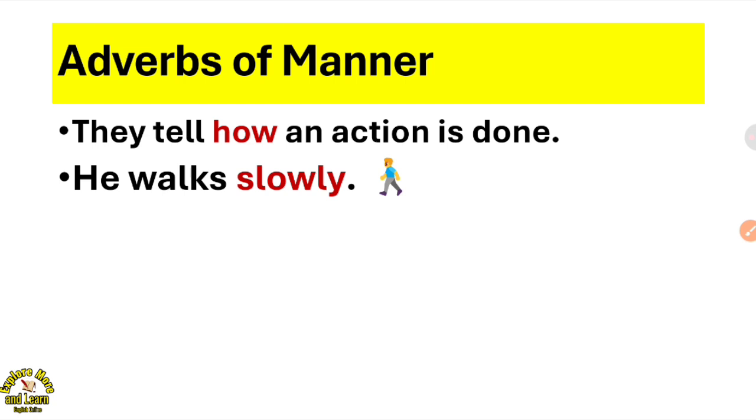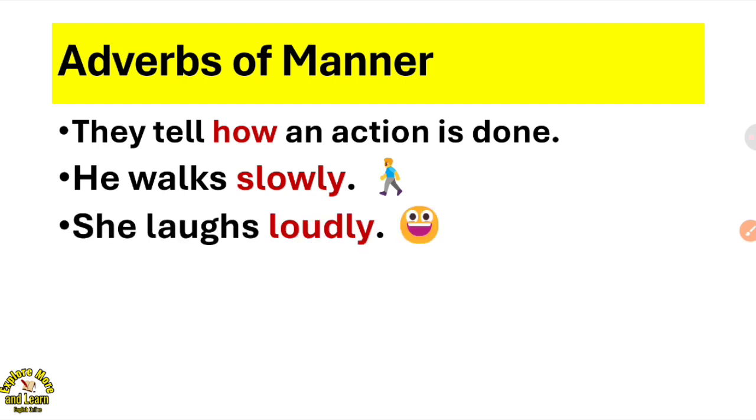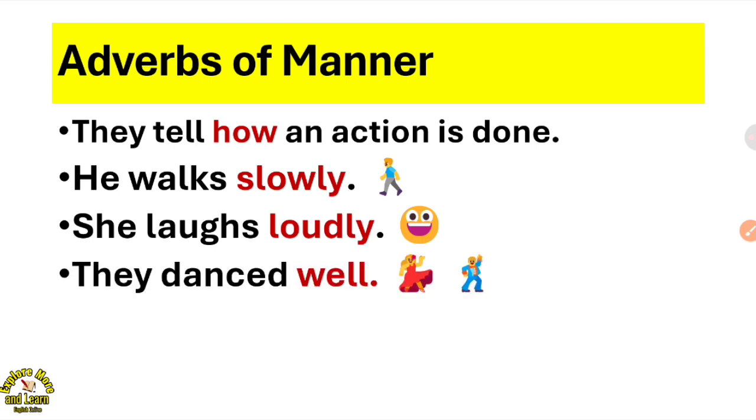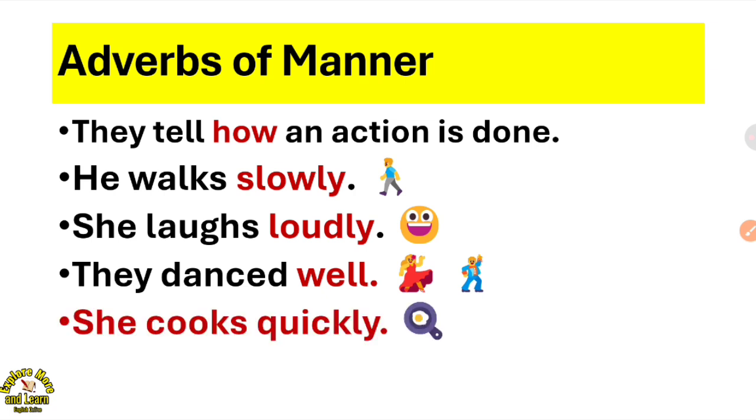How? Okay, that's why you will ask how. She laughs loudly. How does she laugh? She laughs loudly. So loudly is an adverb of manner. They danced well. So here, how did they dance? They danced well. So here well is an adverb of manner. And she cooks quickly. How does she cook? She cooks quickly. So quickly is an adverb of manner.